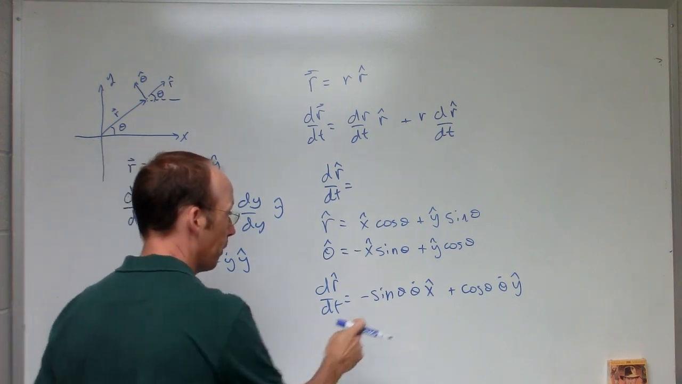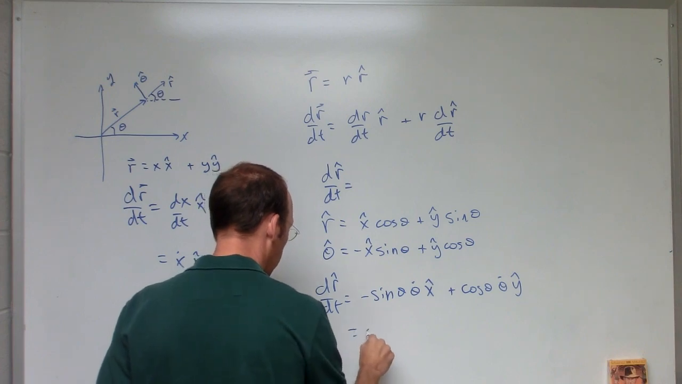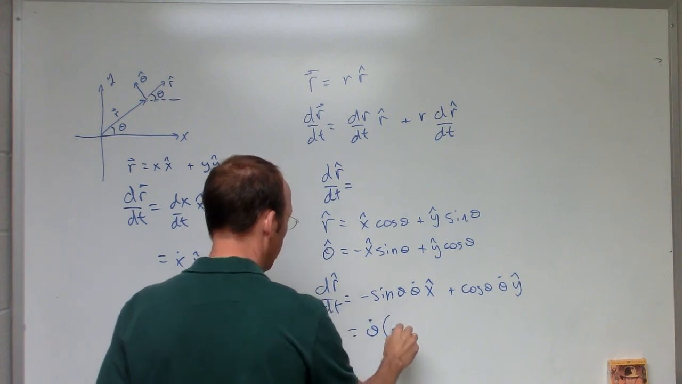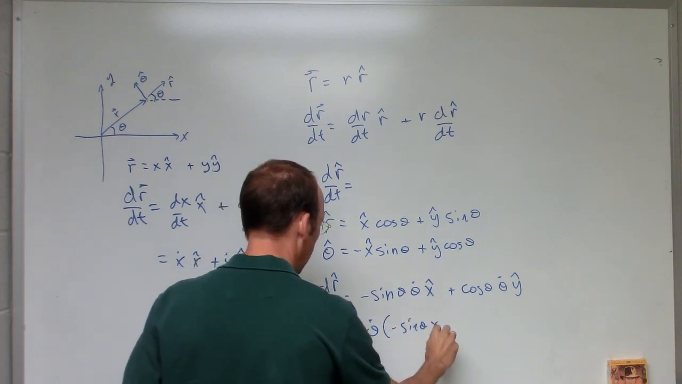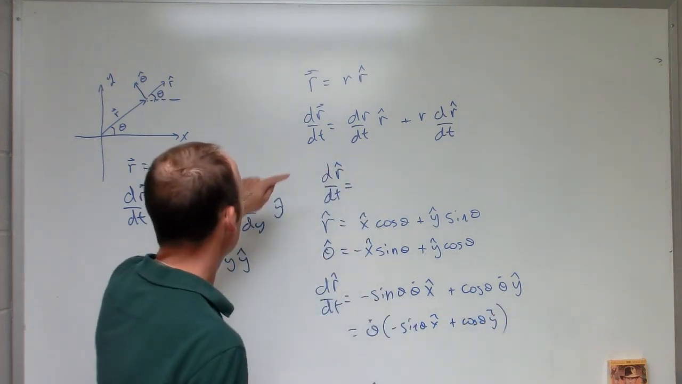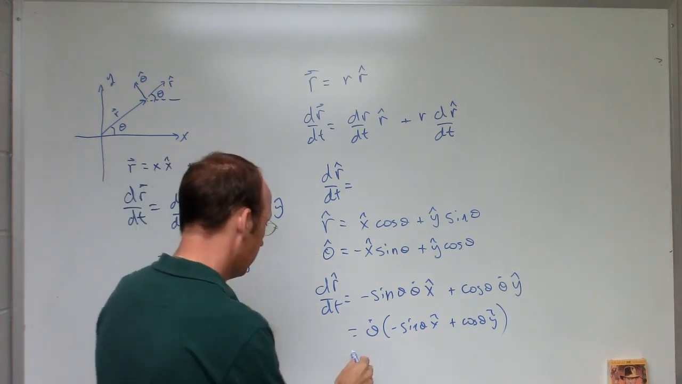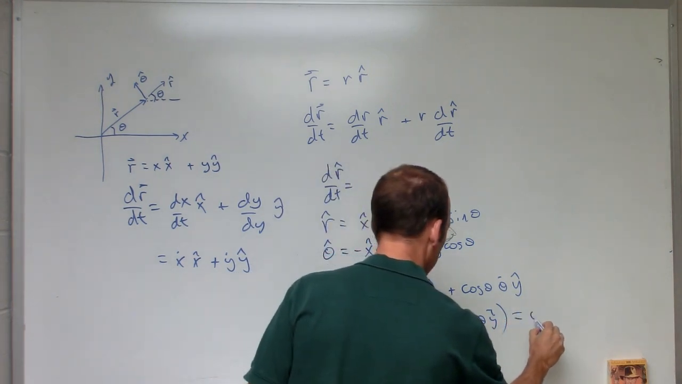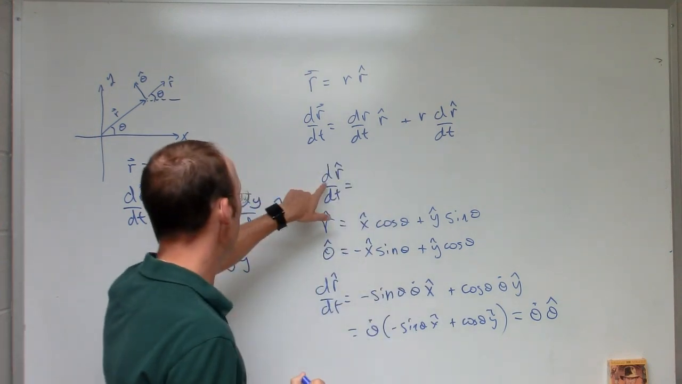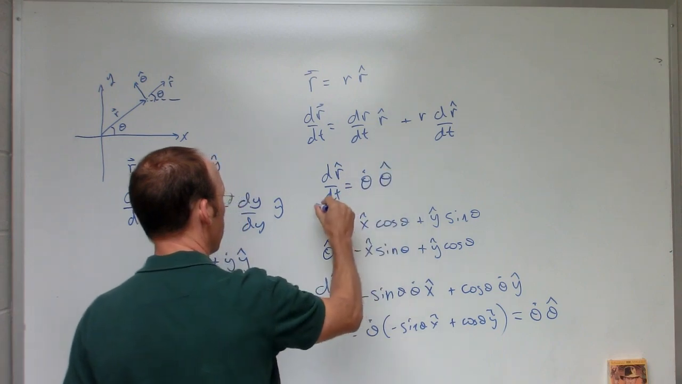So let's factor out this theta dot, and I get d(r hat)/dt equals theta dot times negative sine theta x hat plus cosine theta y hat. And you'll see that is theta hat. So the derivative of r hat is theta dot theta hat.